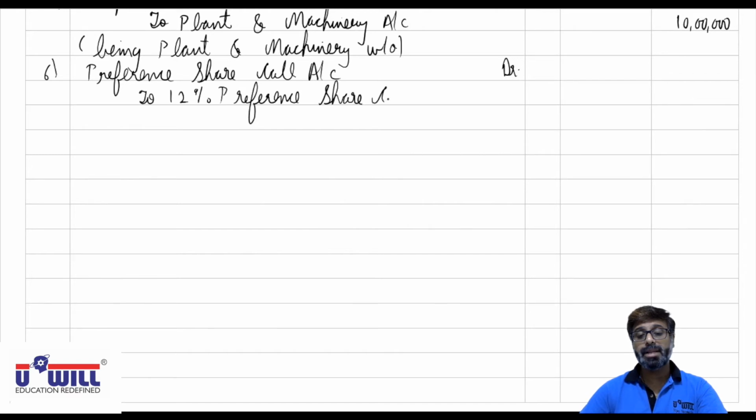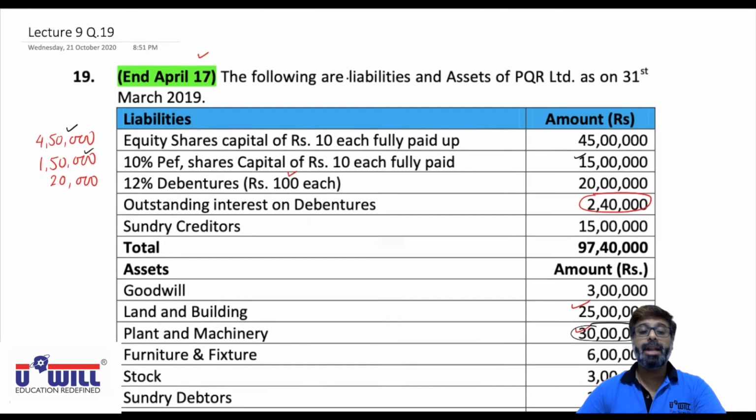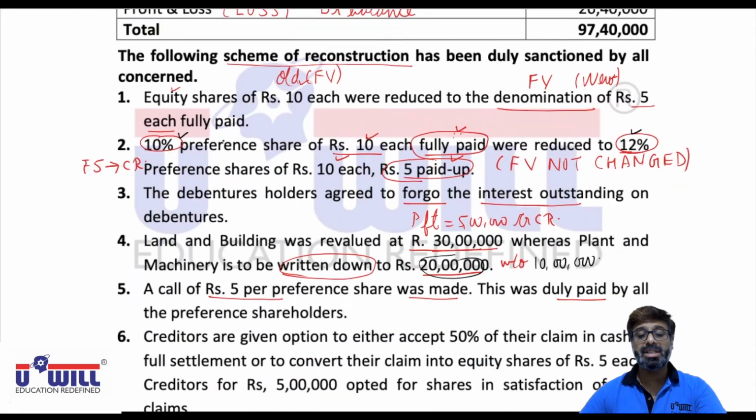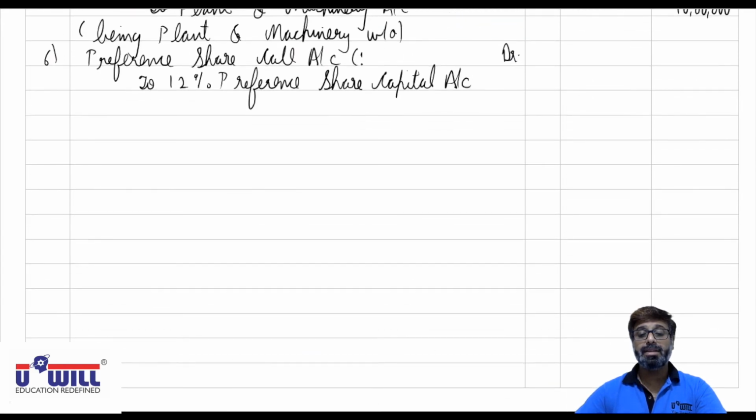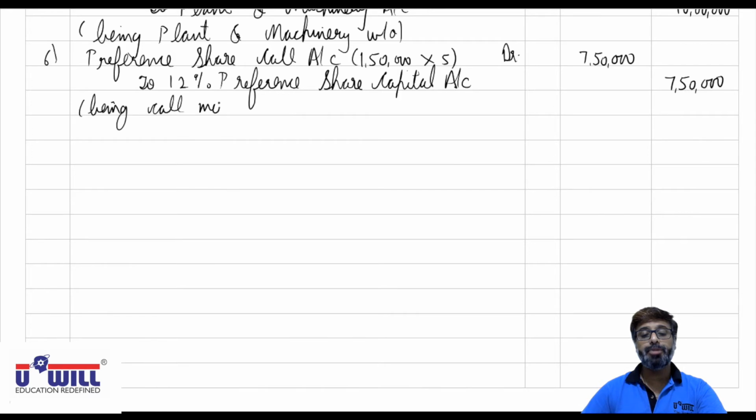This we have studied in standard 12 and second year BCom also. Share call to share capital and then bank to share call for receiving the money. There are total 1,50,000 preference shares and 5 rupees is called. So 1,50,000 into 5, 7,50,000. Being call money due.